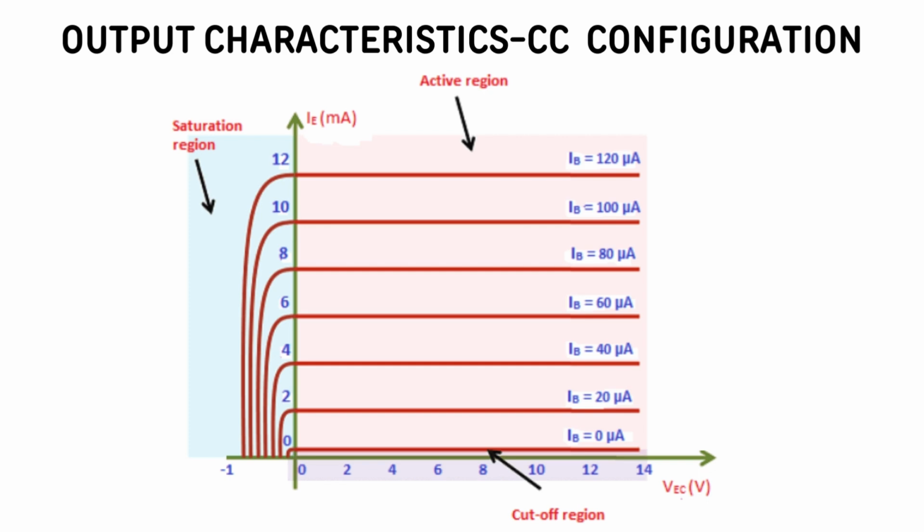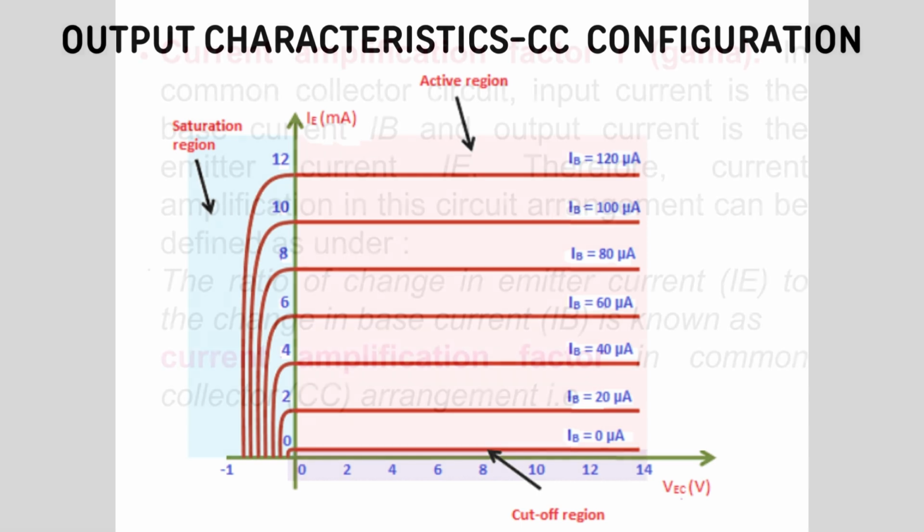For different values of base current IB, the input current, base current, is in microamperes. Output characteristics are VEC versus IE.